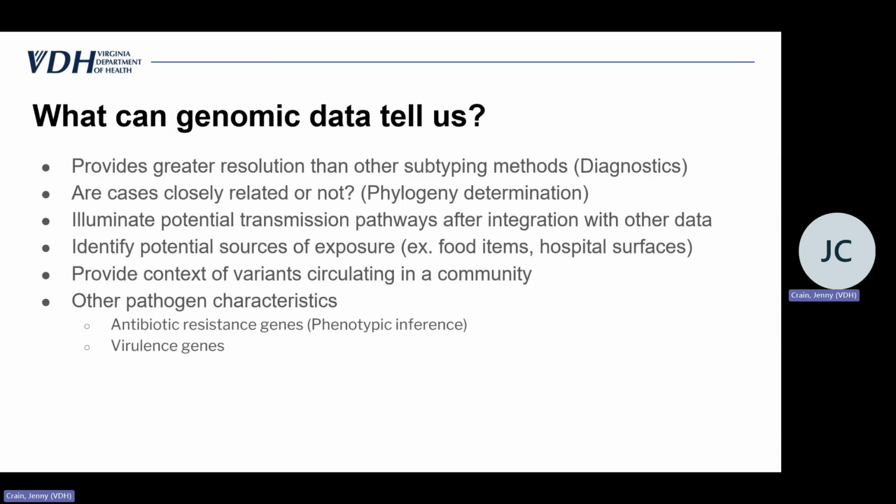We'll also talk about how genomics results can help identify potential sources of exposure, whether that be environmental or food. And then genomic data can also provide context, especially if we're doing ongoing surveillance, and help us understand what variants of a particular pathogen are circulating in a community. And then finally, genomic data can help us understand the pathogen more specifically, so characteristics such as antibiotic resistance, as well as virulence genes.